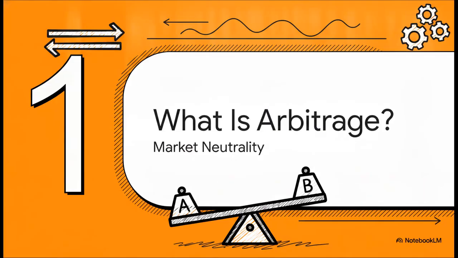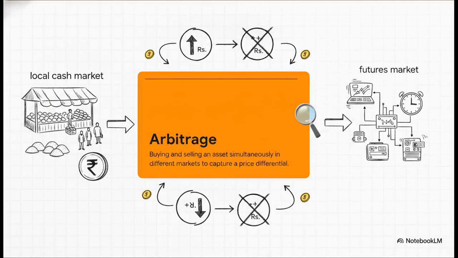First up, what exactly is an arbitrage fund, and what in the world is market neutrality? Think of arbitrage as the incredible exception to the rule of volatile equity markets. It's kind of like a dual market scenario. Imagine you buy an item in a local cash market for 100 rupees, but you happen to know that in a neighboring futures market, someone is willing to pay 115 rupees for that exact same item a month from now. Arbitrage is just buying it for 100 and simultaneously selling that futures contract for 115 to lock in a sweet 15 rupee spread. That price mismatch creates the profit, and it happens completely independently of whether the overall market goes up or down.